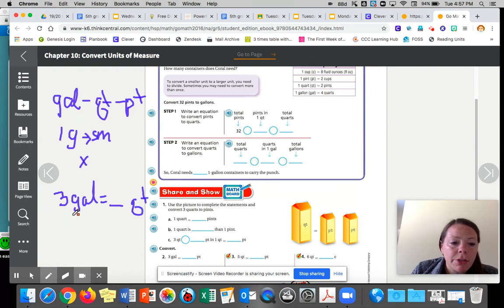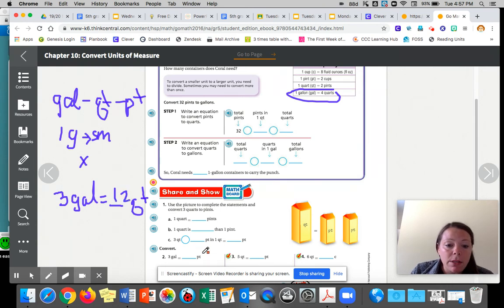What am I going to do? I'm going to multiply my 3 gallons by 4 quarts, because every 1 gallon, there's 4 quarts. So if I have 2 gallons, I have 8 quarts. If I have 3 gallons, I have 12 quarts.